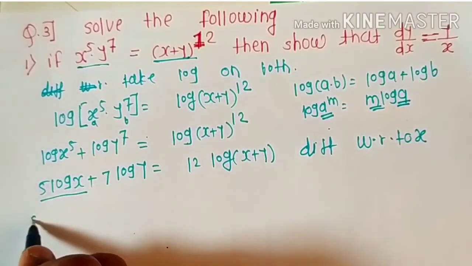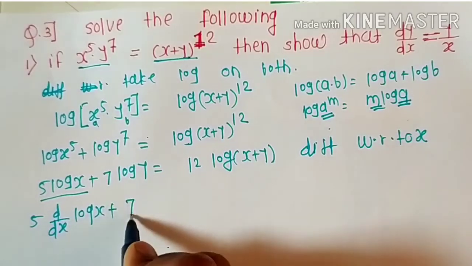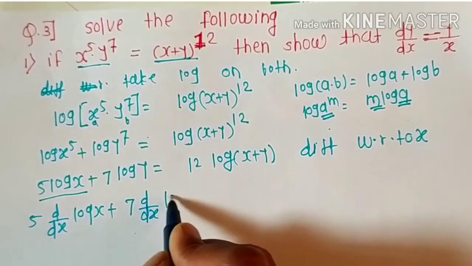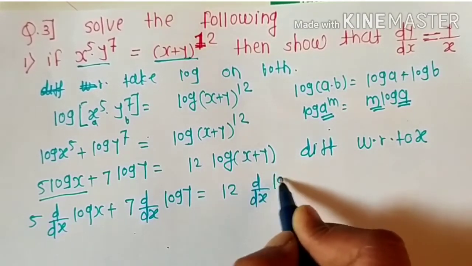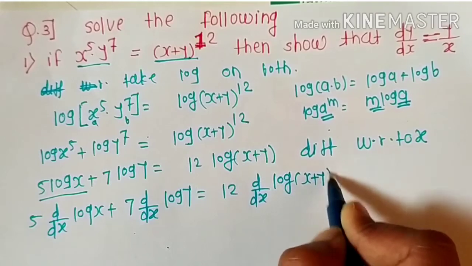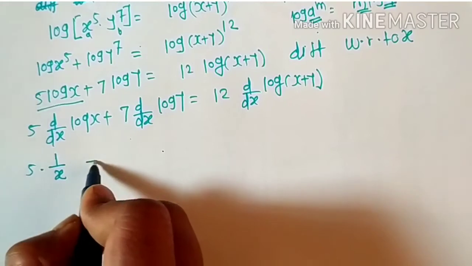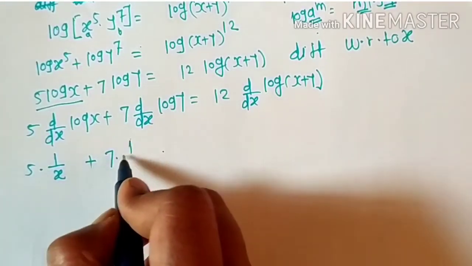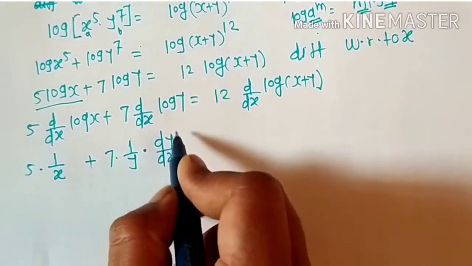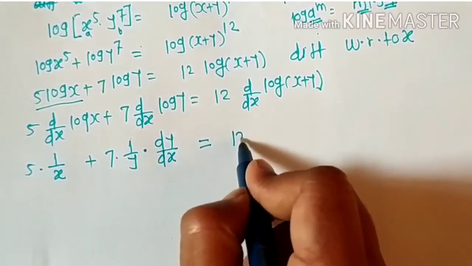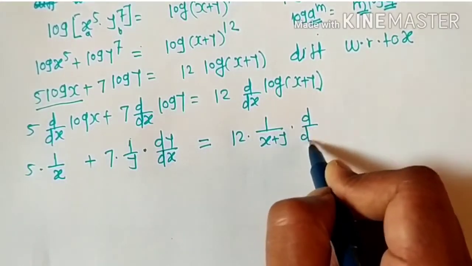Then this 5 as a constant into the derivative of log x, plus this 7 as a constant into the derivative of log y, is equal to this 12 as a constant into the derivative of log of x plus y. Then differentiate: the derivative of 5 log x, we know, is 1 upon x. Plus 7 log y, the derivative is 1 upon y into the derivative of y with respect to x, because y is a composite function of x. Then the derivative of 12 log of x plus y is 1 upon x plus y into the derivative of the x plus y term.